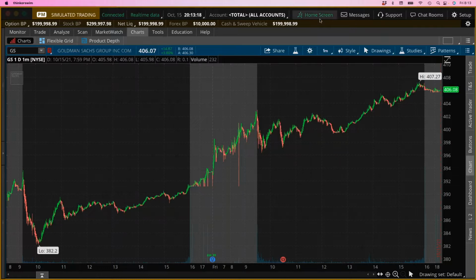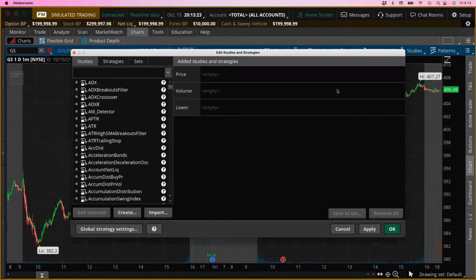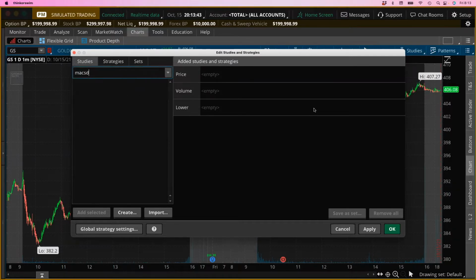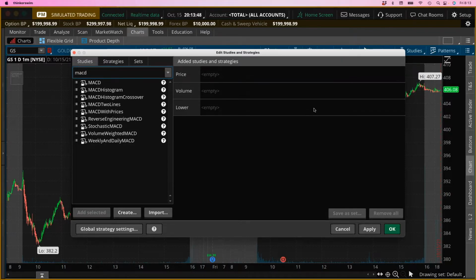Okay, for that one, then we're going to go to studies. And by the way, it's the same thing on Webull. If on Webull, you just add indicators, so studies, indicators, but whatever, it still works. First thing you want to add is MACD. Why? Because that shows you not only volume, but what's happening. And make sure it's a histogram.